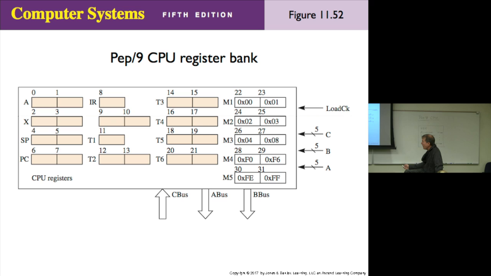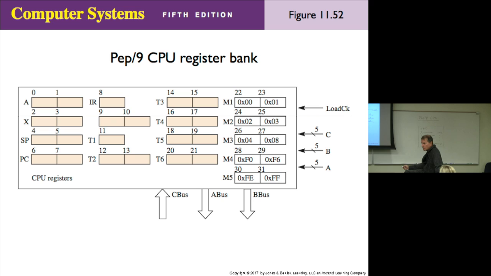So you see all these little rectangles up here? Each smaller rectangle is a single byte, and each byte has an address. They're numbered: 0, 1, 2, 3. The accumulator contains byte 0 and byte 1. The index register contains byte 2 and byte 3. The stack pointer contains bytes 4 and 5. The program counter contains bytes 6 and 7. The instruction register contains bytes 8, 9, and 10.